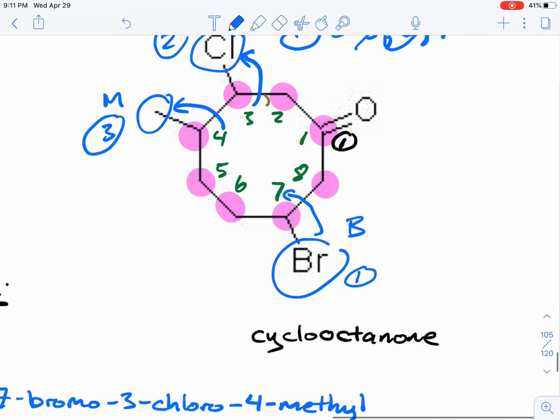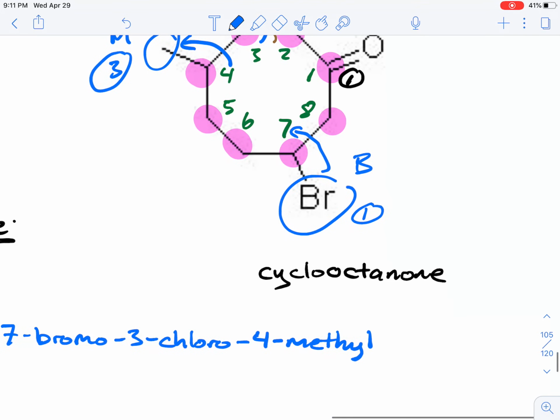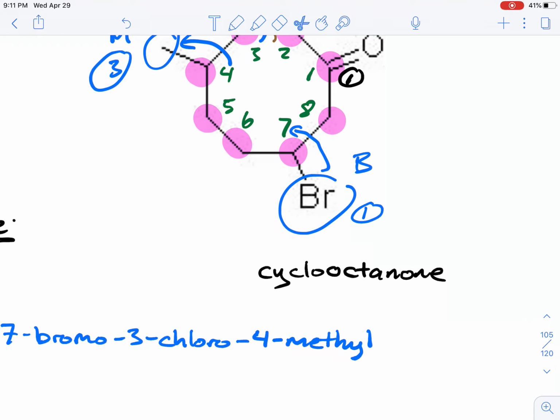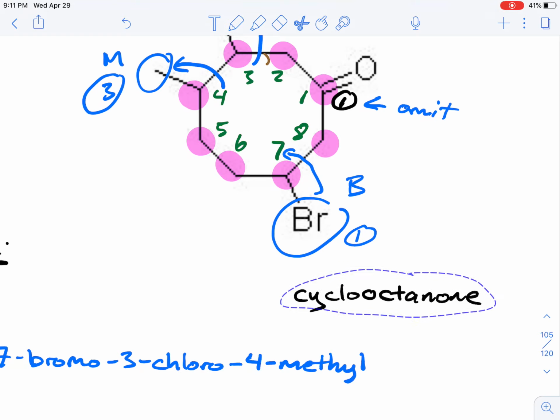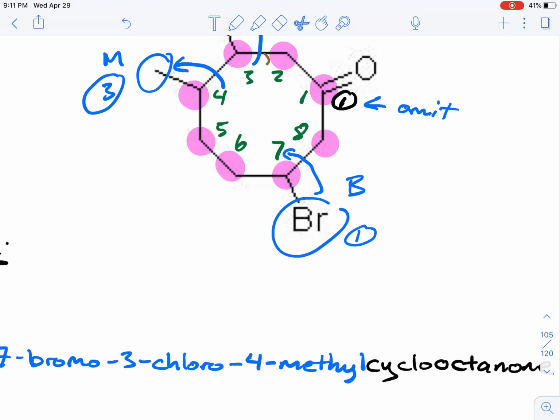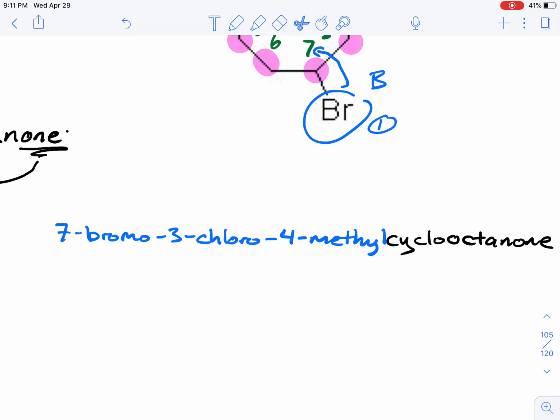All right, so the last thing that I need to write down is my parent chain. And so I'm going to omit the use of carbon number 1, since this is a cyclic ring. And I'm going to go ahead and just bring this guy in the very back. And so my final answer is going to be 7-bromo-3-chloro-4-methylcyclooctanone. All right.